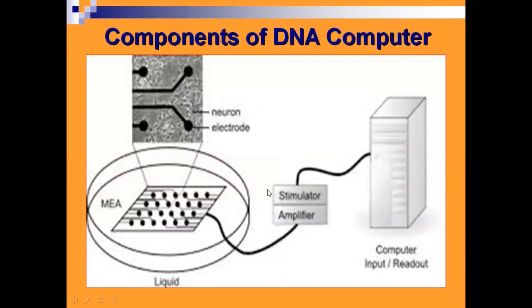So these are all the components of a DNA computer. This is the circuit, the motherboard. The motherboard circuit is kept in a liquid here. If you enlarge this portion of the motherboard, you will have circuits inside it. These circuits are made up of electrodes, and in between the electrodes you have neurons. The neurons are going to join the electrode circuits.